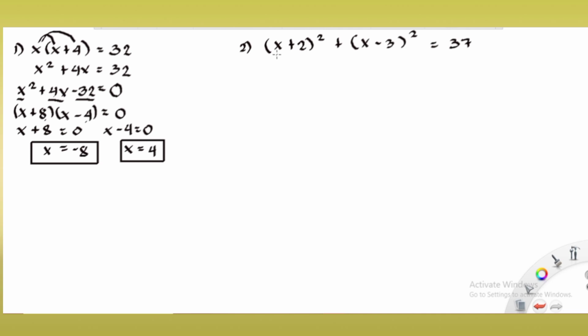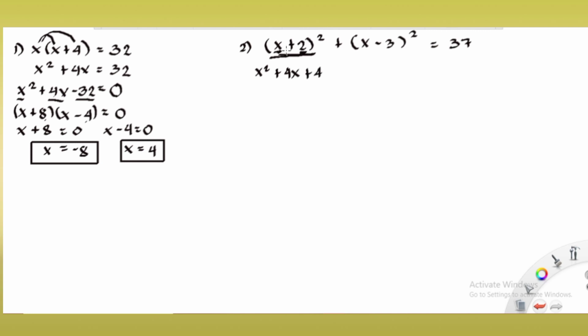So let's start with the square of x plus 2. If we're going to apply special product, we will square the first term, which is x, that will become x squared. And then we're going to have 2 times x, that is 2x. 2x times 2 is 4x. And the next step, square the second term, which is 2. So 2 squared is 4.